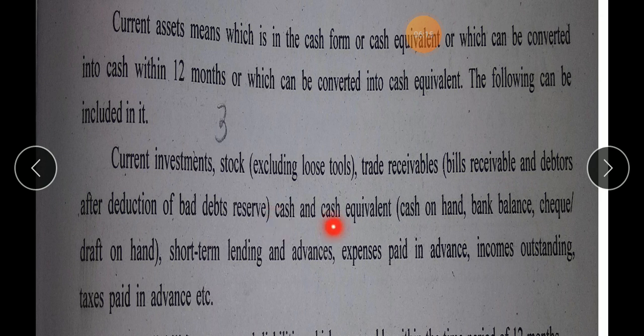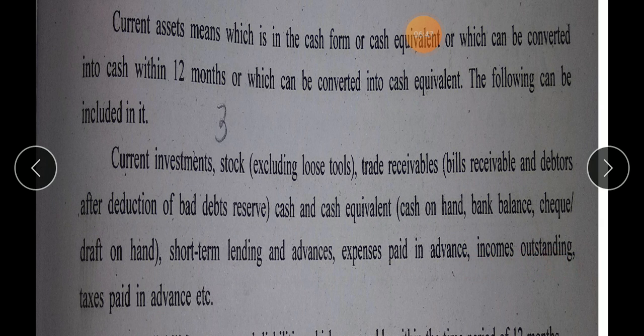Cash and cash equivalent, that is cash on hand, bank balance, that is cash balance and bank balance, cheque or draft on hand. Short-term lending and advances, this is the loan that you have given, short-term loan. Expenses paid in advance, prepaid expenses we can say. Incomes outstanding, the incomes that are receivable.